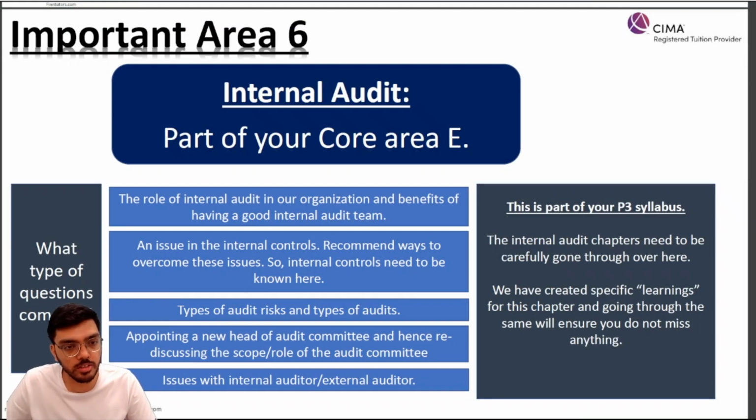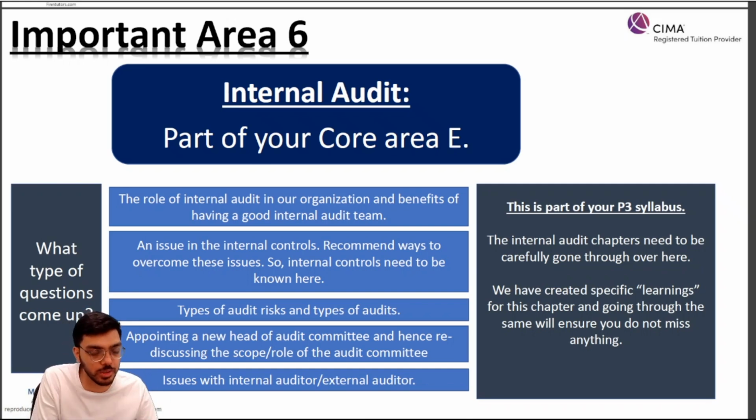Next core area is topic number 6, which is internal audit. This is your core area E. This falls in the blueprint's E section. This is one of the most important topics that do come up in pretty much all strategic case study exams. So what type of questions can you expect? The role of internal audit in an organization is very important and clear to know, the benefits of having a good internal audit team, the limitations if you don't have a good internal audit team.